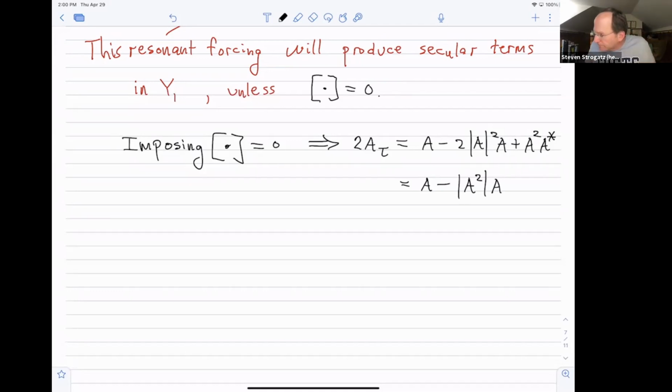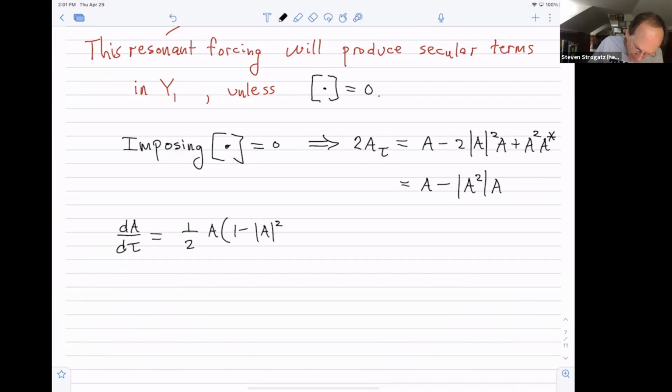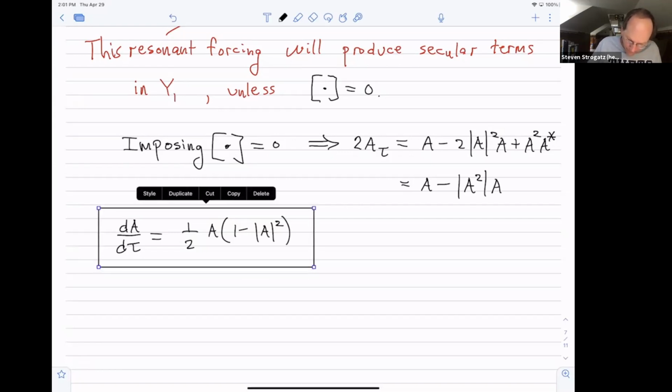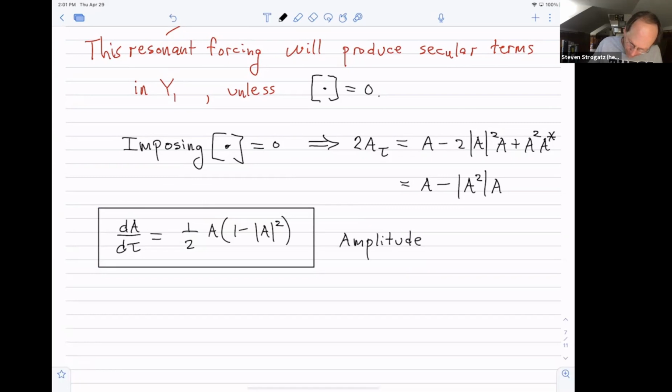And so let me write that as a little differential equation. dA by d tau equals 1/2 A times 1 minus magnitude of A all squared, for the complex number A. That's the amplitude equation for this A of tau, which, as I say, is a complex number.